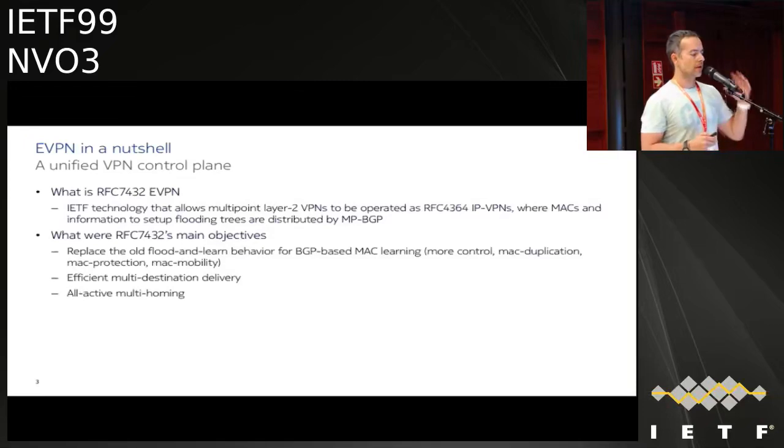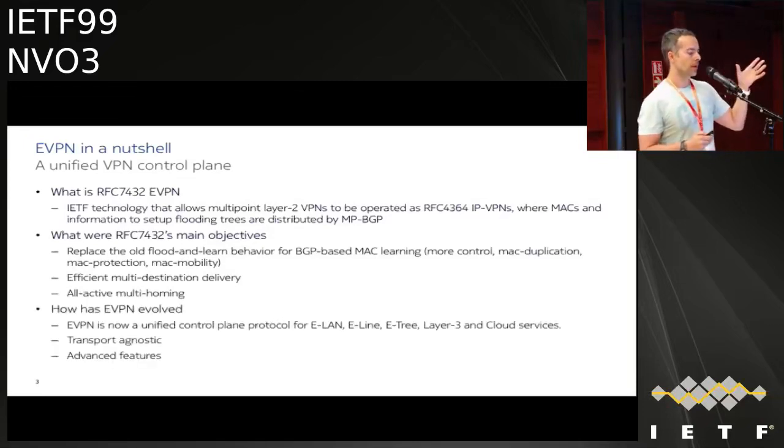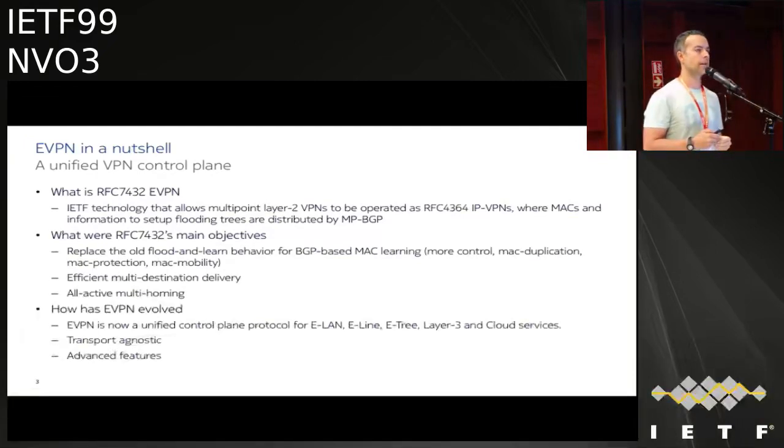So EVPN supports not only single-active multi-homing, but all-active multi-homing, which was probably the first standards-based technology supporting this. Since RFC 7432, EVPN has evolved quite a bit, and there are a lot of drafts and documents that explain the evolution of EVPN. It's now a unified control plane technology that allows you to have pretty much all the services you need: E-LAN, E-Line, E-Tree, but also layer 3 services and cloud DCI services.